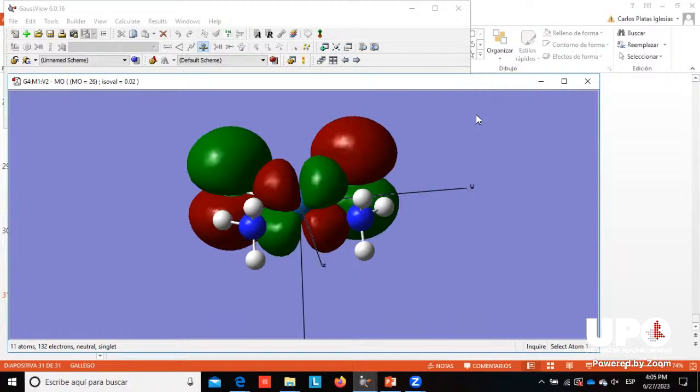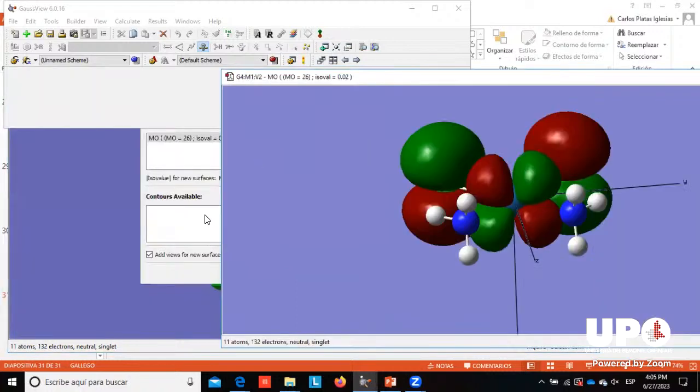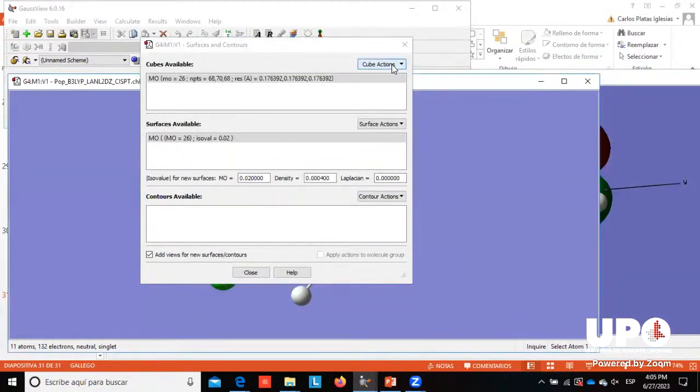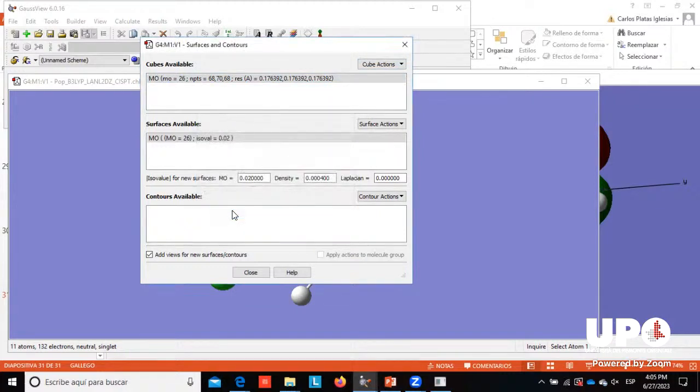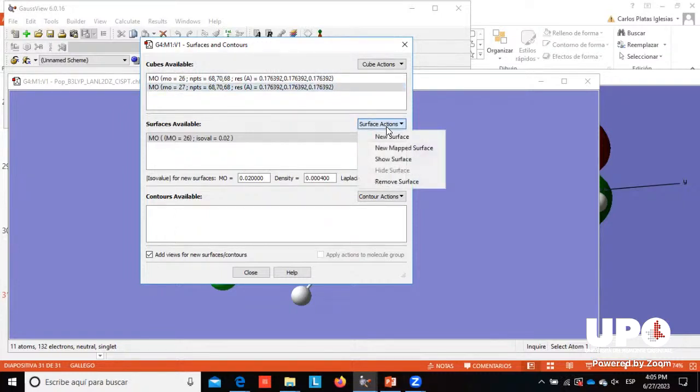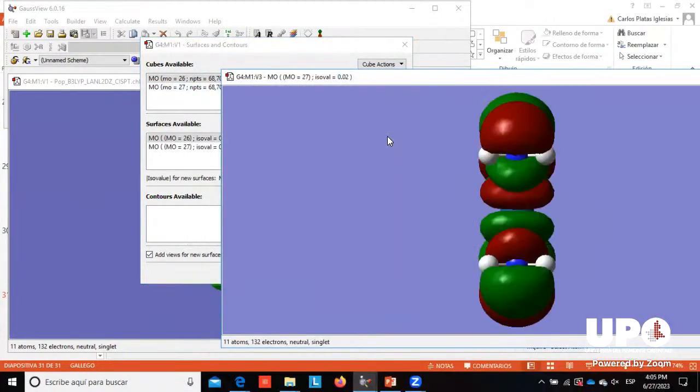Okay, so let's check the LUMO now. So going to the previous window, I simply create a new cube, and now I select here LUMO. And of course, we could generate any other molecular orbital. Now, if I select the molecular orbital 27, that's the LUMO, new surface, and there it is.